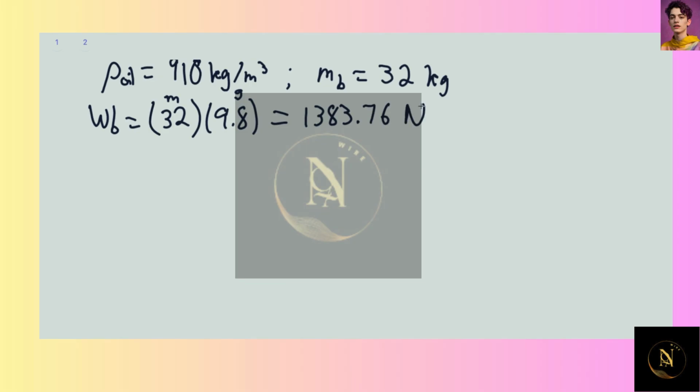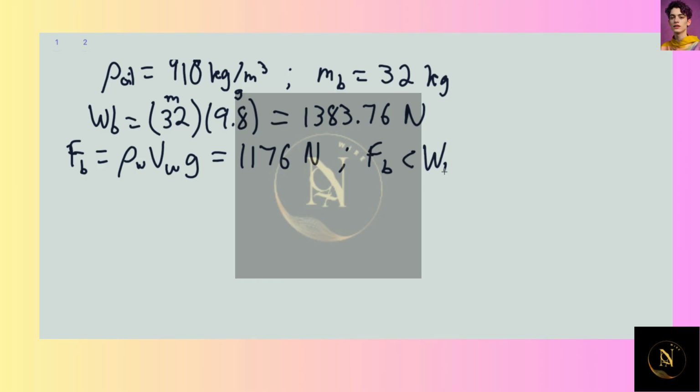1,383.76 newtons. Now, the buoyancy force stays constant because the volume of the barrel did not change. The only thing that changed is the mass of the barrel. So the density of the water, times the volume of the water being displaced, times the acceleration due to gravity still remains constant at 1,176 newtons. Because the buoyancy force is less than the weight of the barrel, the barrel sinks.